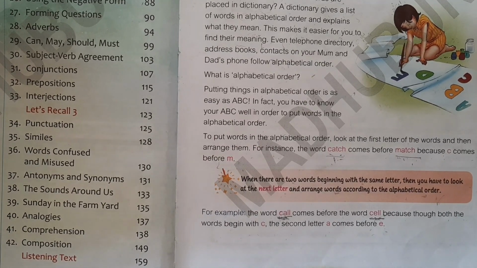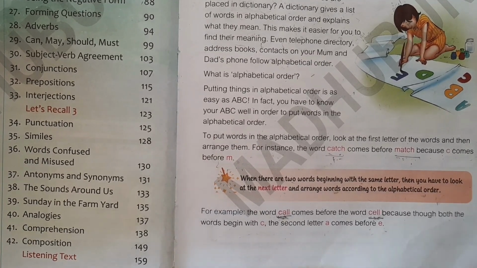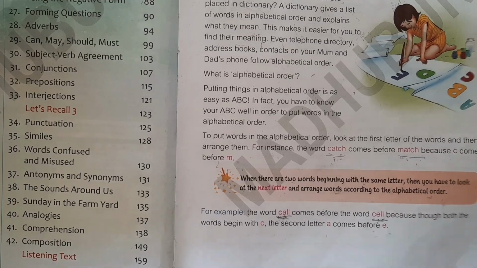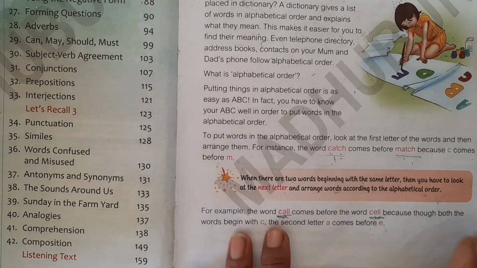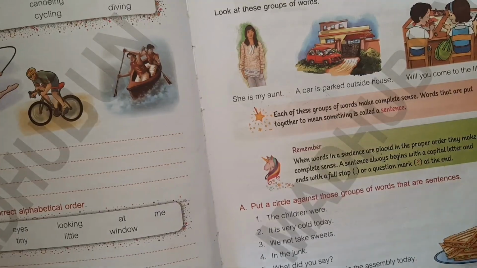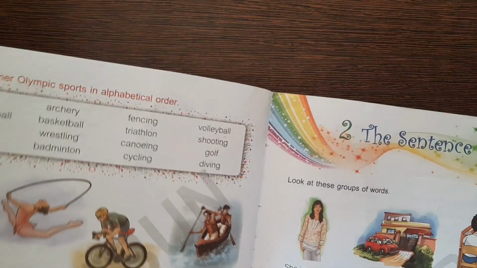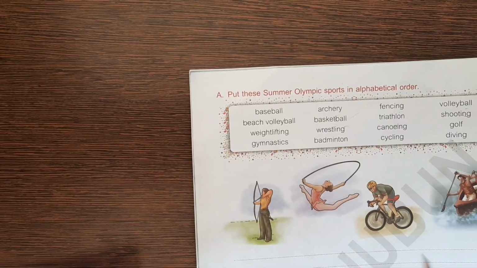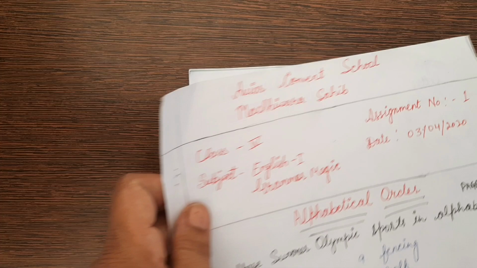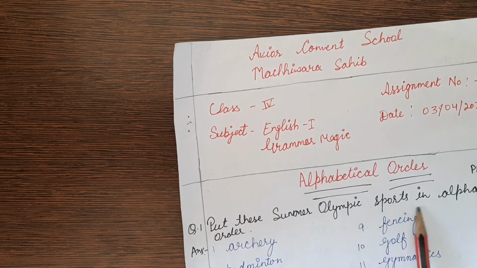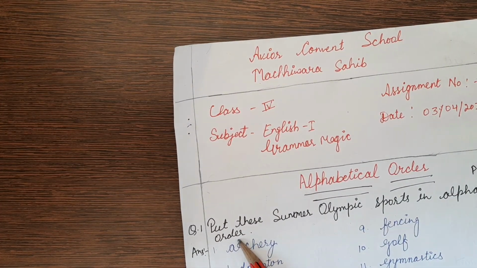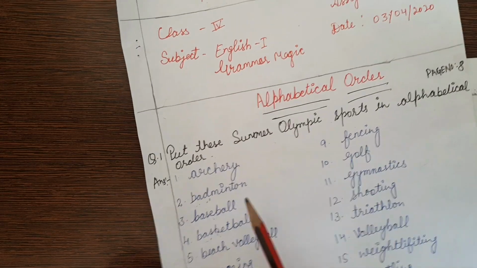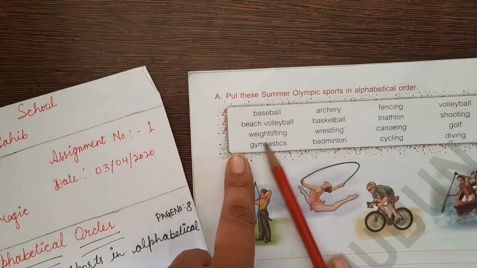Hope you guys understand what alphabetical order is. Now move on to the first assignment, which is given in our book. Here is the first assignment. First one is: put these summer Olympic sports in alphabetical order. Here the words are written.